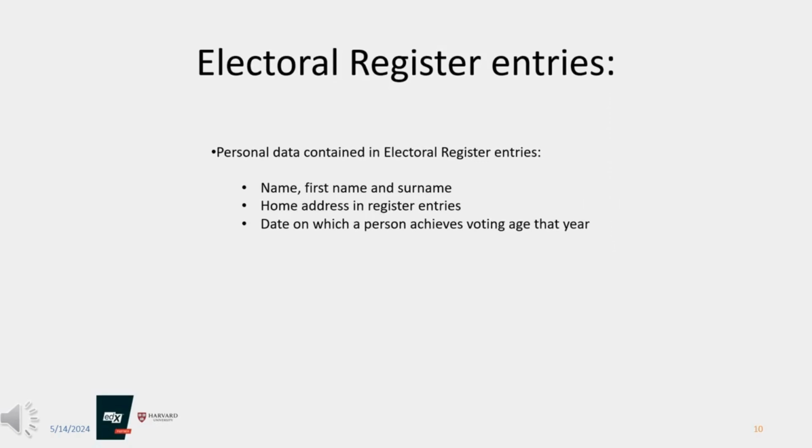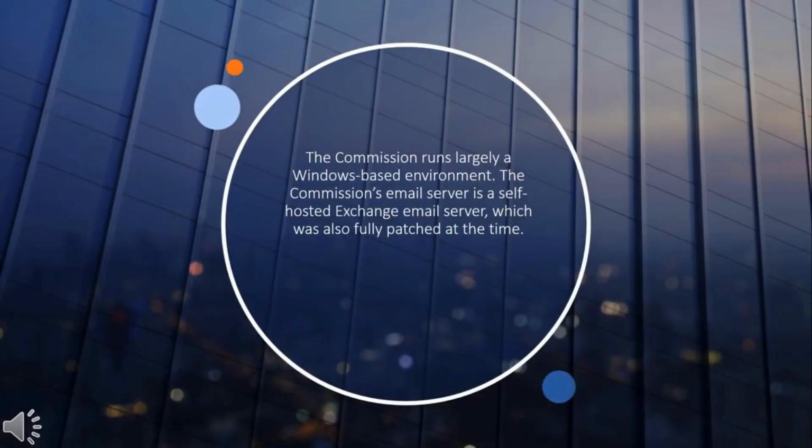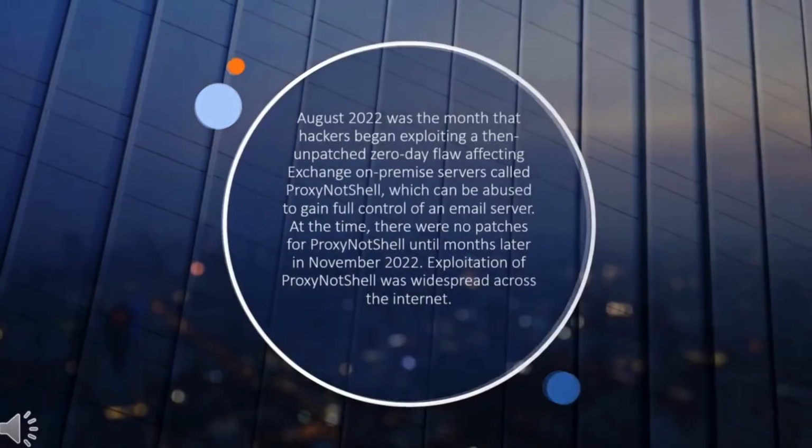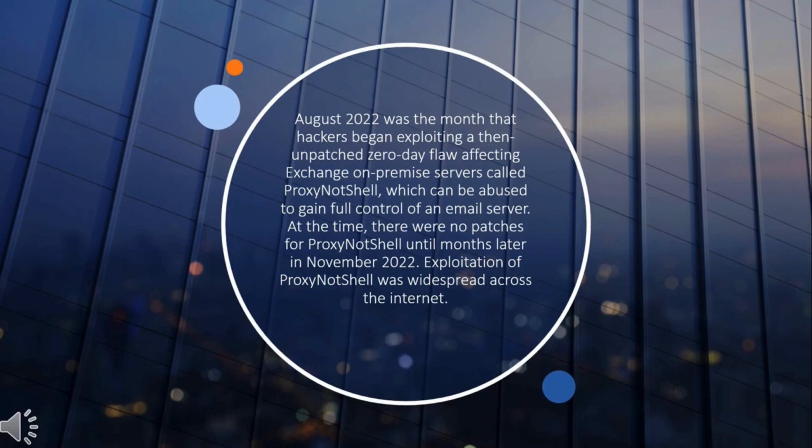The Commission runs largely a Windows-based environment. The Commission's email server is a self-hosted Exchange email server, which was also fully patched at the time. August 2022 was the month that hackers began exploiting a then unpatched zero-day flaw affecting Exchange on-premise servers called ProxyNotShell, which can be abused to gain full control of an email server. At the time, there were no patches for ProxyNotShell until months later in November 2022. Exploitation of ProxyNotShell was widespread across the internet.